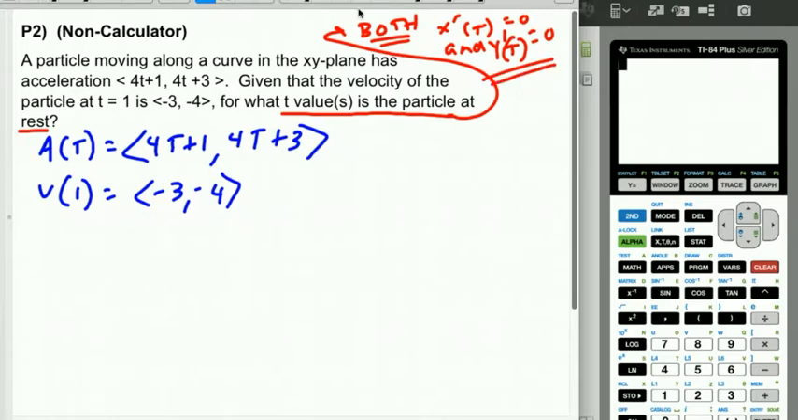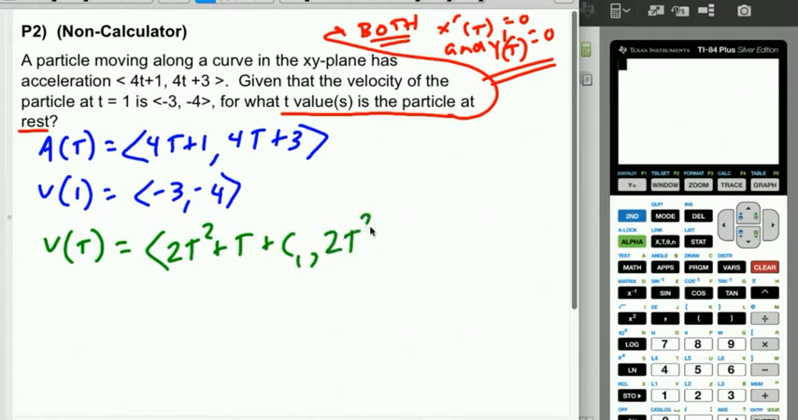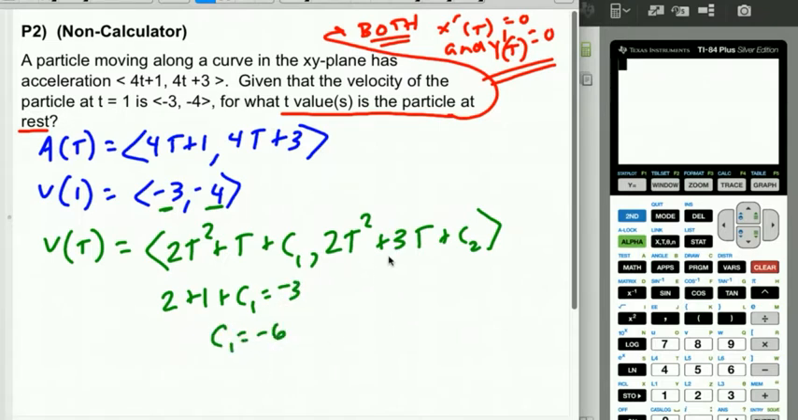That's important. So let's go ahead and find v of t, because that's where we're going to start, right? So my v of t is going to be the antiderivative of acceleration. So I'm going to get a 2t squared plus t plus some constant c sub 1. And for the y component, I'm going to get a 2t squared plus 3t plus some constant c sub 2. I'm now going to use this negative 3 and negative 4 when I plug in t as 1 to find the values. So when I plug in t as 1, I'm going to get 2 plus 1 plus c sub 1 is a negative 3. So c sub 1 is a negative 6. When I plug in here, I'm going to get 2 plus 3 plus c sub 2 is a negative 4. So apparently my c sub 2 is a negative 9.